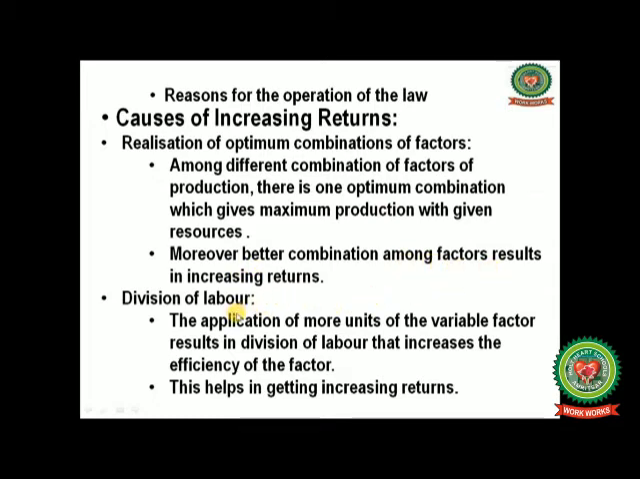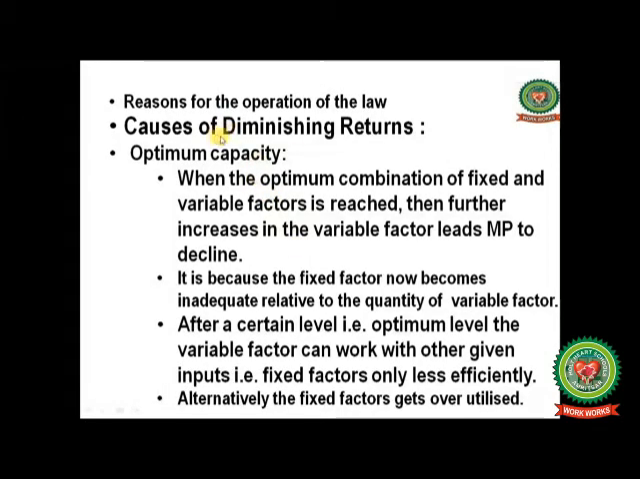Next is division of labor. The application of more units of the variable factor results in division of labor, that increases the efficiency of the factor, and this helps in getting increasing returns, meaning proper utilization of resources. A better division of labor according to their skill will give you the maximum possible output. Next is causes of diminishing returns.